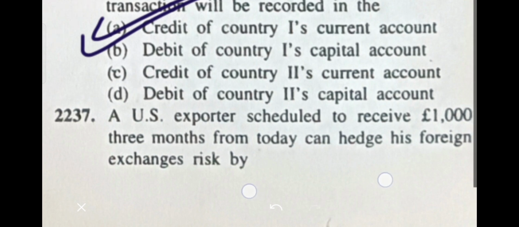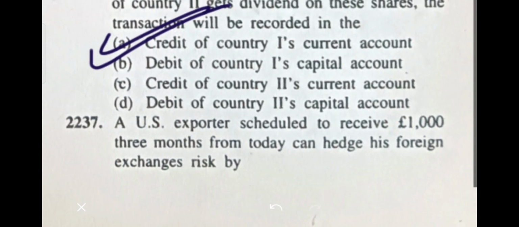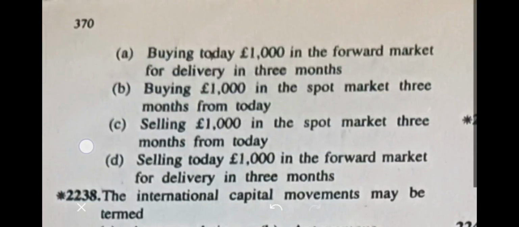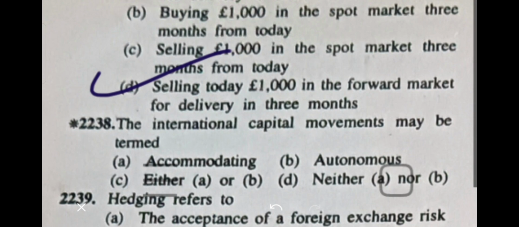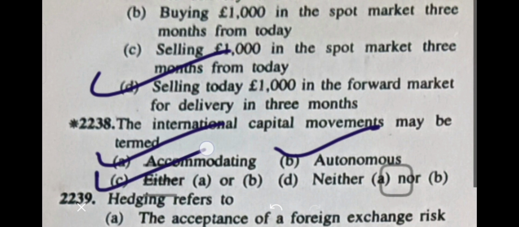A US exporter scheduled to receive €1,000 3 months from today can hedge his foreign exchange risk by selling today euro 1000 in the forward market for delivery in 3 months. The international capital movement may be termed accommodating, autonomous, that is, A or B.